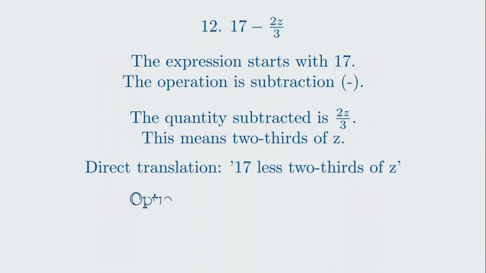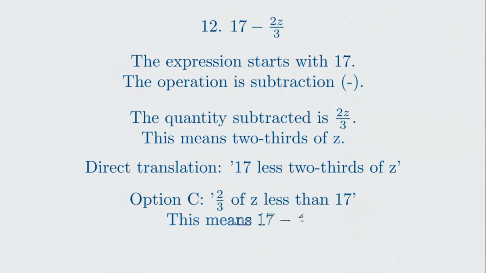Option C says 2/3 of z less than 17. This is equivalent to our translation. The phrase a less than b means b minus a. So 2/3 of z less than 17 means 17 minus 2z over 3. This is a perfect match.